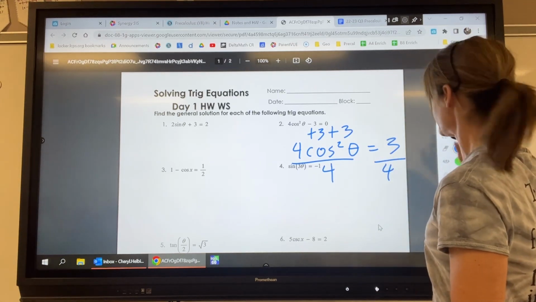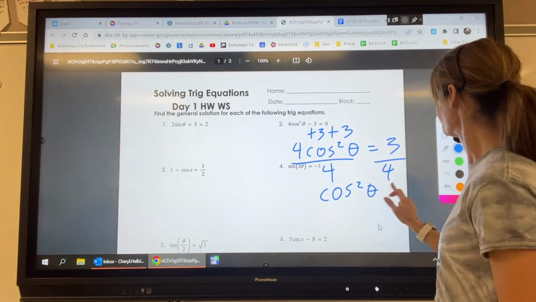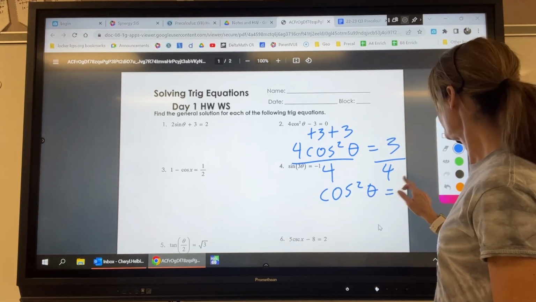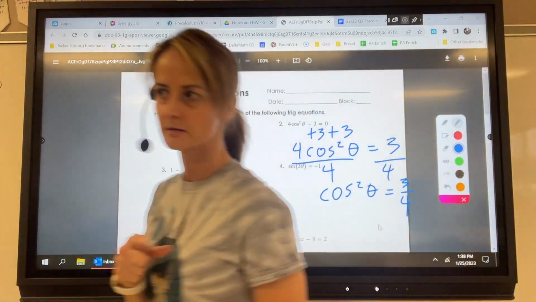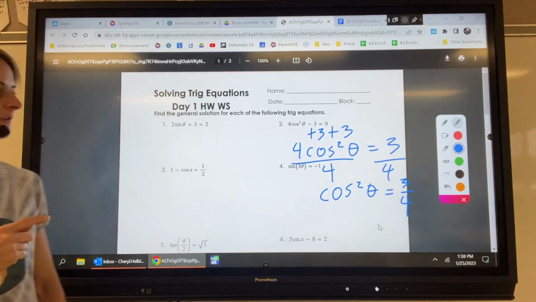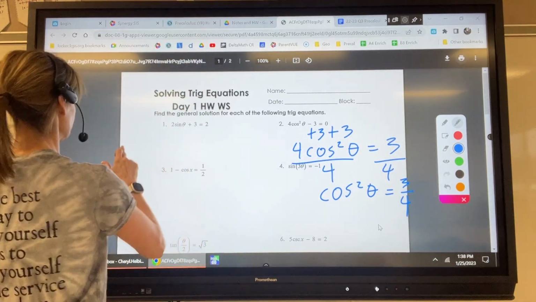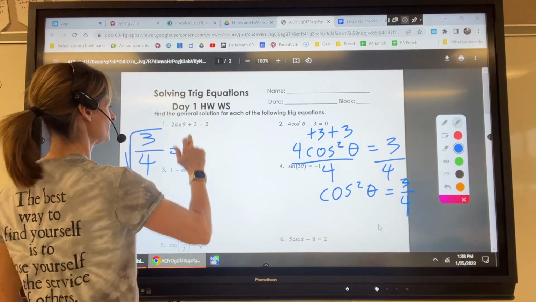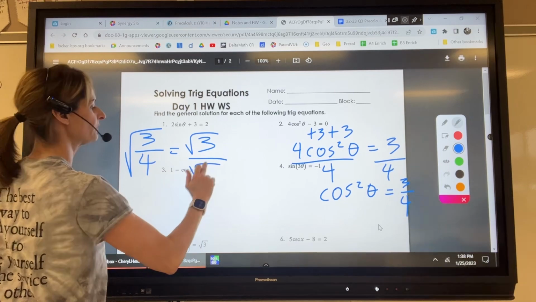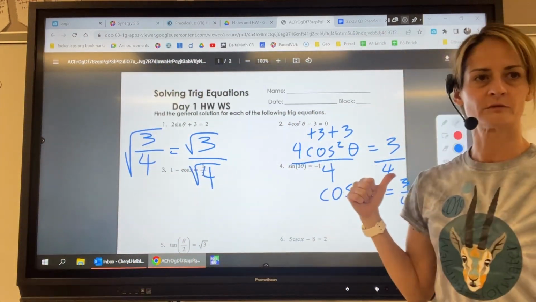And we get cosine squared theta equals 3/4. Now we're gonna have to take the square root of both sides. When you take the square root of 3/4, you guys know what that is? I'll do that over here. The square root of 3/4 is the same thing as the square root of 3 over the square root of 4. Square root of 4 is what? 2. This is gonna be root 3 over 2.